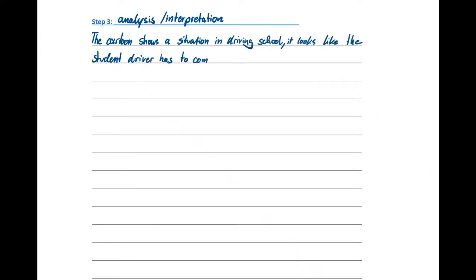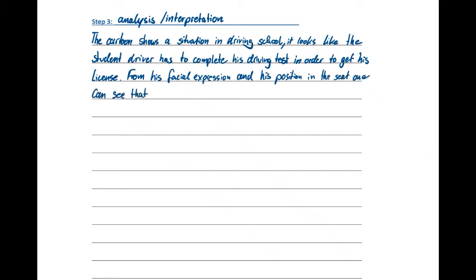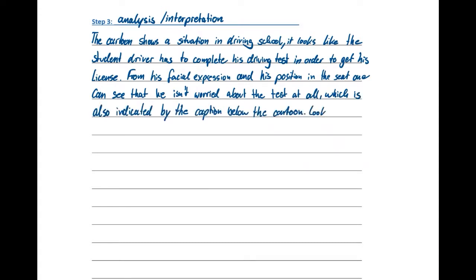First, I describe the situation we're in. So the cartoon shows a situation in driving school, and it looks like the student driver has to complete his driving test in order to get his license. Then I can talk about his facial expression. From his facial expression and his position in the seat, one can see that he isn't worried about the test at all, which is also indicated by the caption below the cartoon. So I'm talking about the driver here.